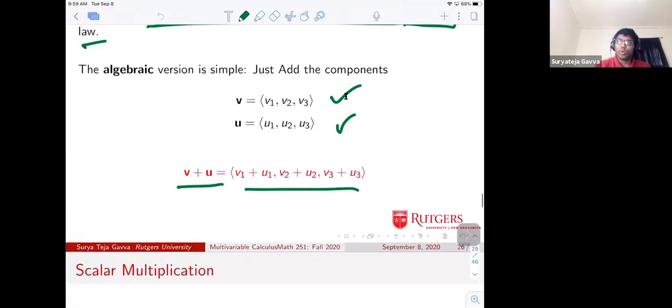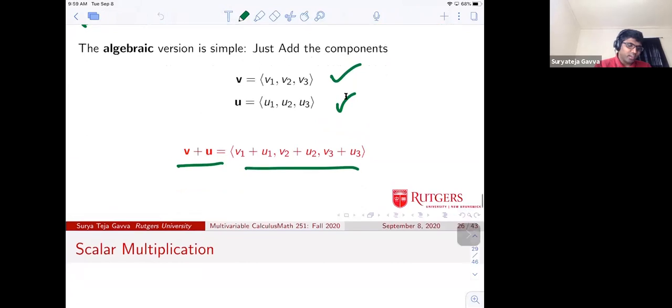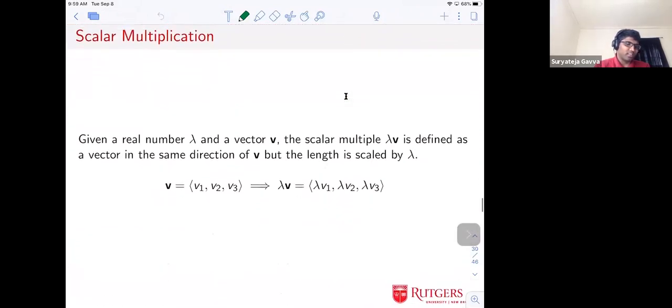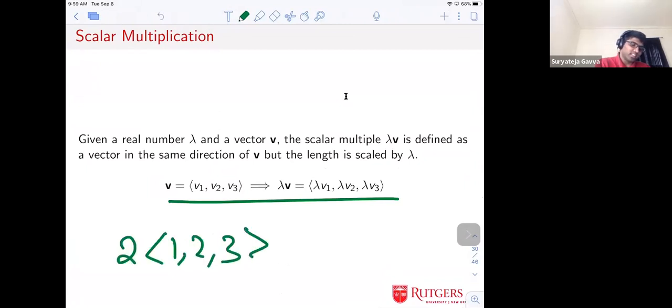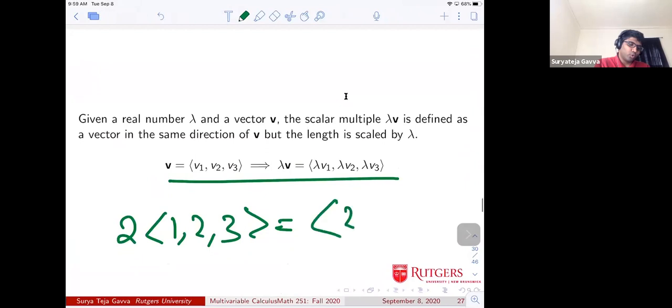Okay, so we'll continue more stuff. For instance, you can also multiply a number by a vector. So 2 times 1, 2, 3 is nothing but 2, 4, and 6. We'll continue with other aspects of vectors, but please practice something about 3D coordinates and what vectors are.